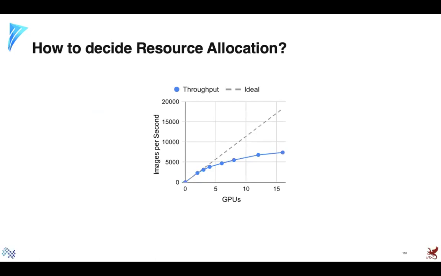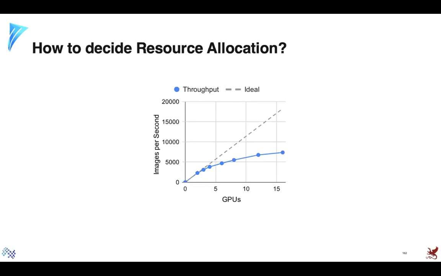We can roughly do this by looking at the scalability of distributed training. Here's an example of a graph of what the scalability curve looks like. We have the number of GPUs allocated to the job on the x-axis and the throughput of the job, in terms of, for example, the number of images processed per second, on the y-axis. Ideally, we would want to see a scalability curve that looks like the dotted diagonal line, which means that if we double the number of GPUs, we'll double the throughput. But in reality, this doesn't really happen.